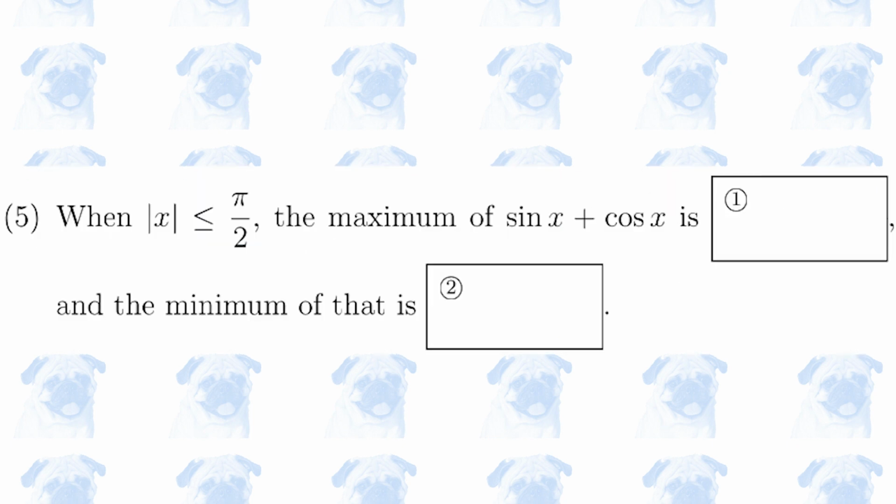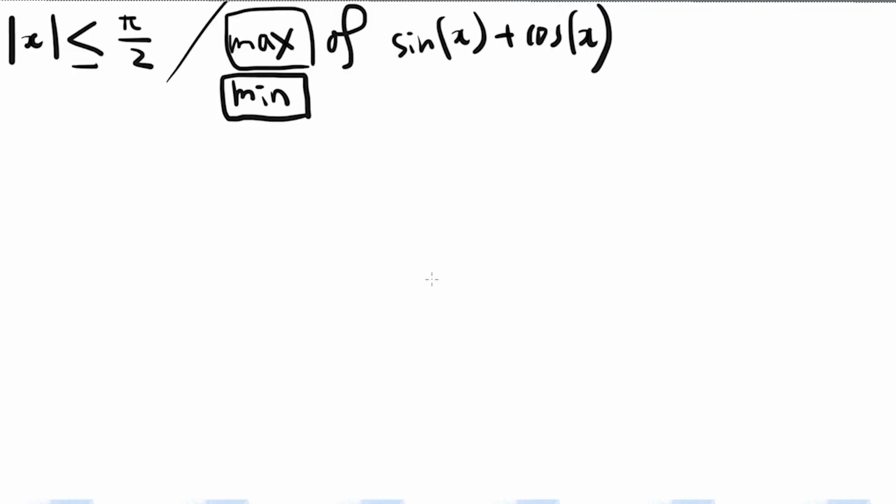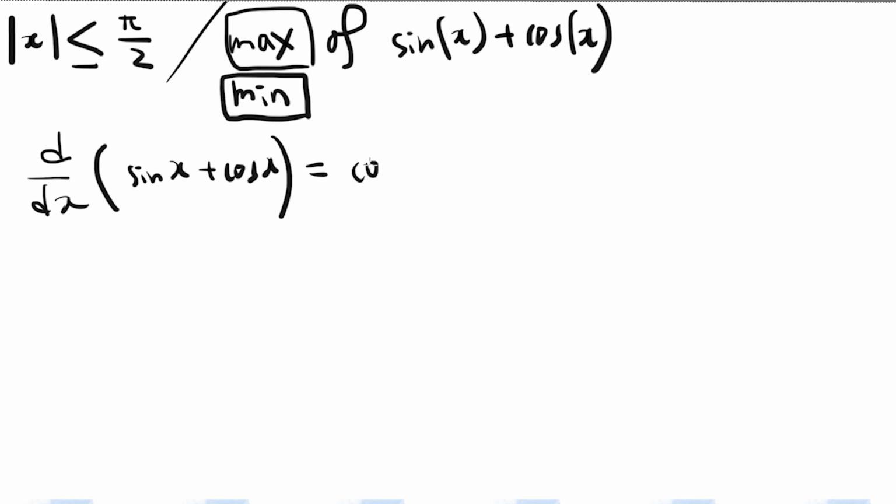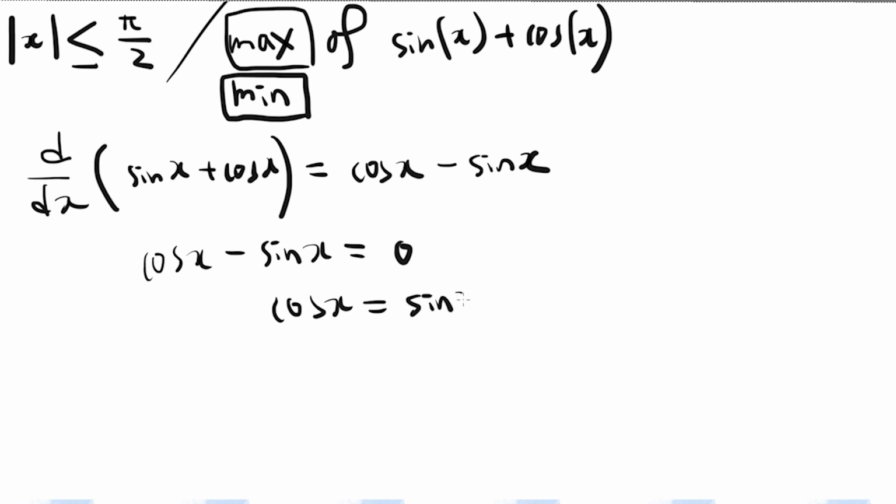Section 1, number 5. We need to find the maximum and minimum values of sine x plus cosine x. So let us first of all differentiate this expression with respect to x. The derivative of sine x is cosine x, and the derivative of cosine x is minus sine x. And let this be equal to 0. This means cosine x is equal to sine x. In this domain of x, sine and cosine have the same value when x is pi over 4.